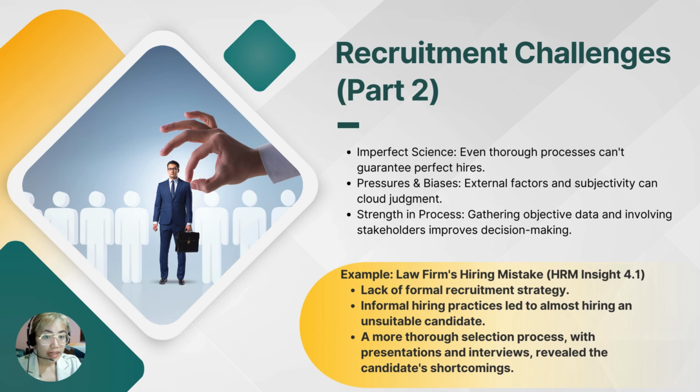So, in this slide, it highlights the inherent difficulty in making perfect hiring decisions, even with established recruitment processes. So, here are the key points. It's like an imperfect science. No matter how thorough the recruitment process, there is no guarantee of a perfect hire. Pressure and biases are external factors, and unconscious bias can cloud judgment and lead to poor hiring choices.